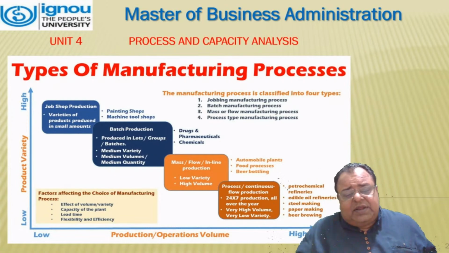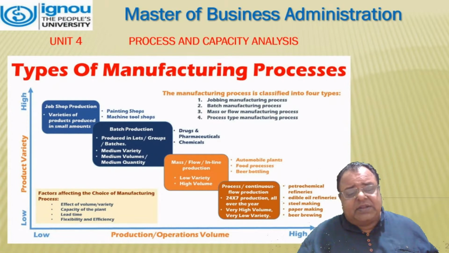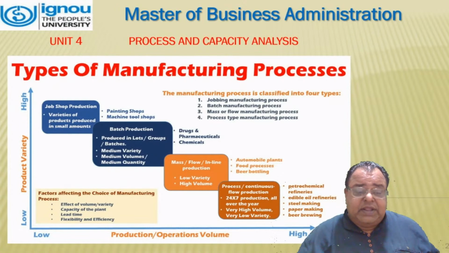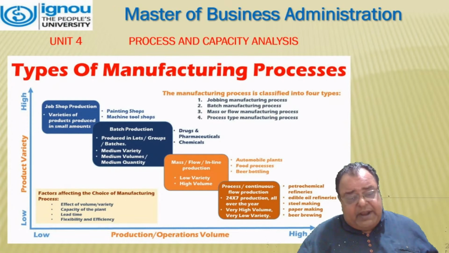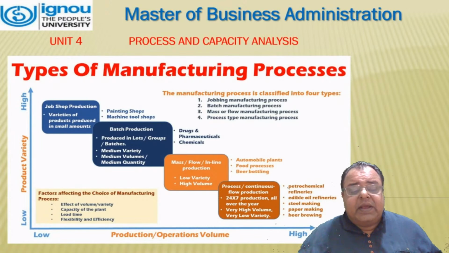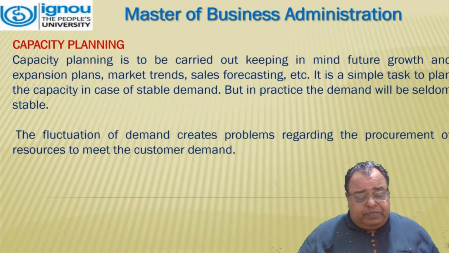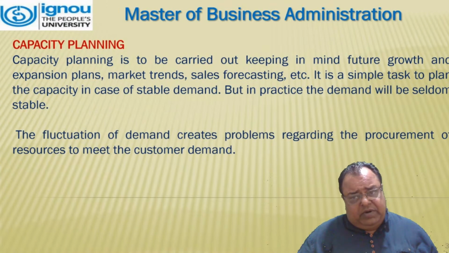Now the question is, what are the factors which affect the choice of manufacturing process? That is the effect of volume and variety, capacity of the plant, lead time, flexibility and efficiency. Then comes your capacity planning. Capacity planning is to be carried out keeping in mind future growth and expansion plans, market trends, sales forecasting, etc.